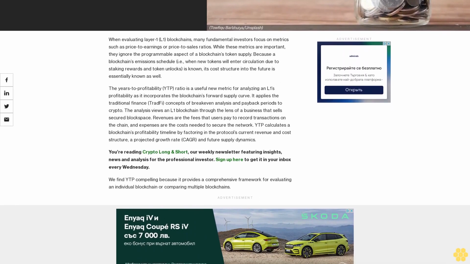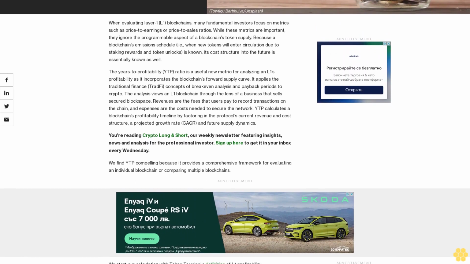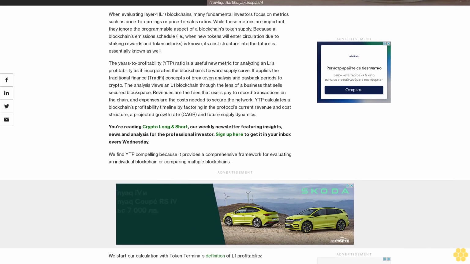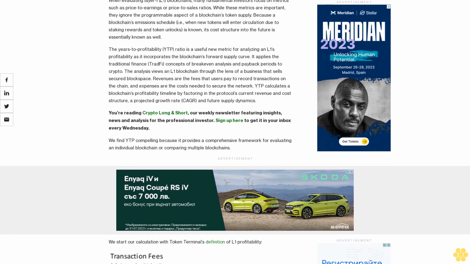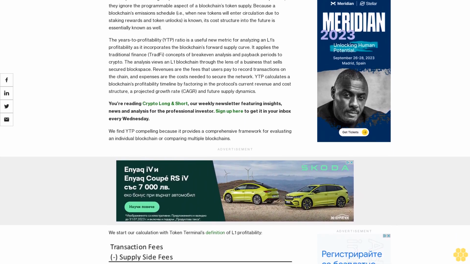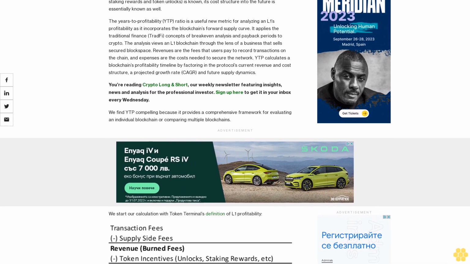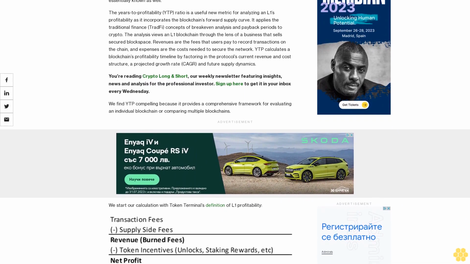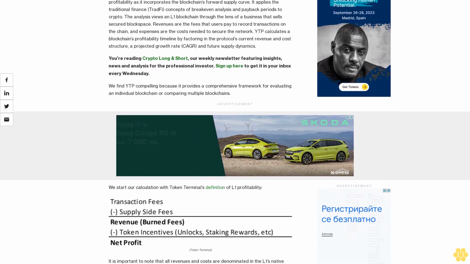Because a blockchain's emission schedule, i.e., when new tokens will enter circulation due to staking rewards and token unlocks, is known, its cost structure into the future is essentially known as well. The years to profitability (YTP) ratio is a useful new metric for analyzing an L1's profitability as it incorporates the blockchain's forward supply curve. It applies the traditional finance (TradFi) concepts of breakeven analysis and payback periods to crypto.